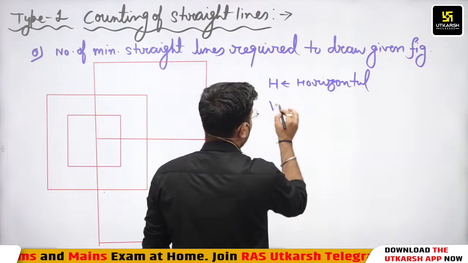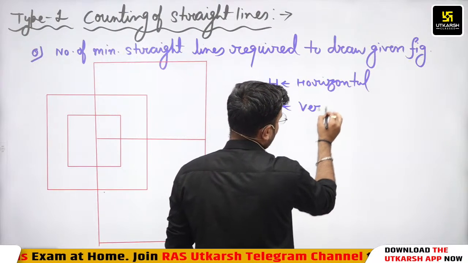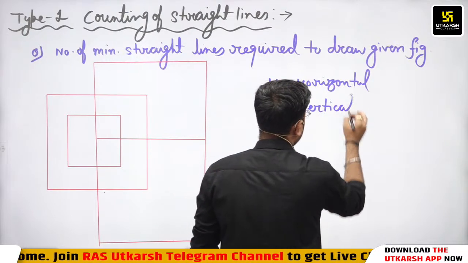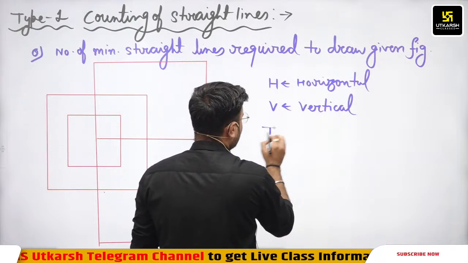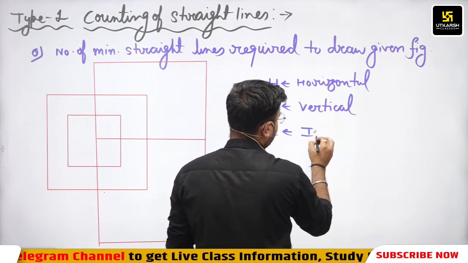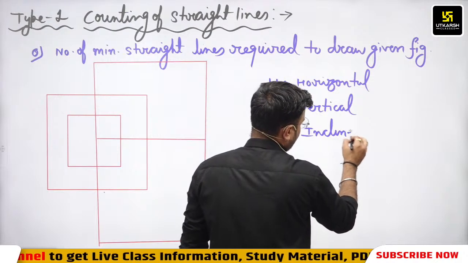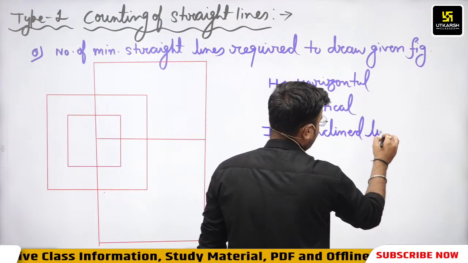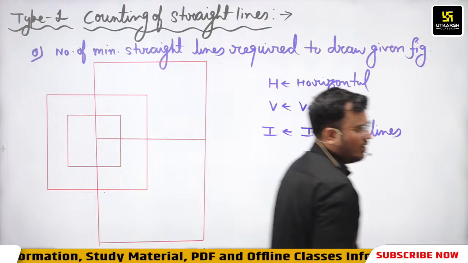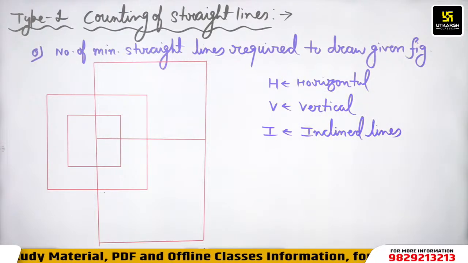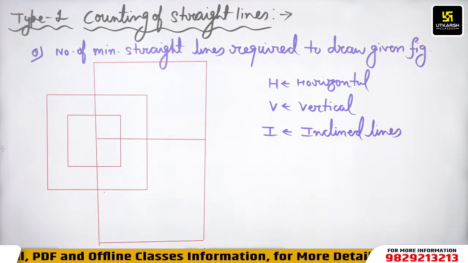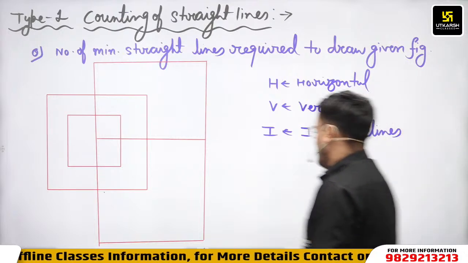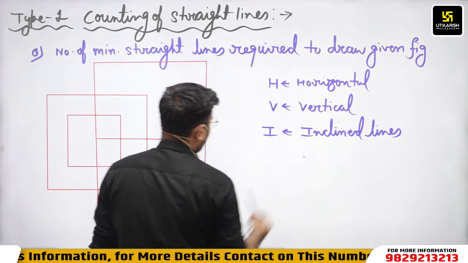V stands for vertical lines, and I stands for inclined lines. Horizontal, vertical, and inclined lines. Okay, so now we are going to start the counting of straight lines.